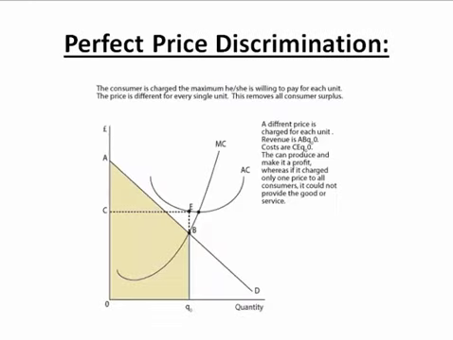Perfect price discrimination. A consumer is charged the maximum he or she is willing to pay for a unit. For each unit, the price is different. For every single unit, this removes all consumer surplus. A different price is charged for each unit. Revenue is ABQ0 origin. Costs are CEQ0 origin, and they can produce and make a profit, whereas if it charged only one price to all consumers, it could not provide the good or service.